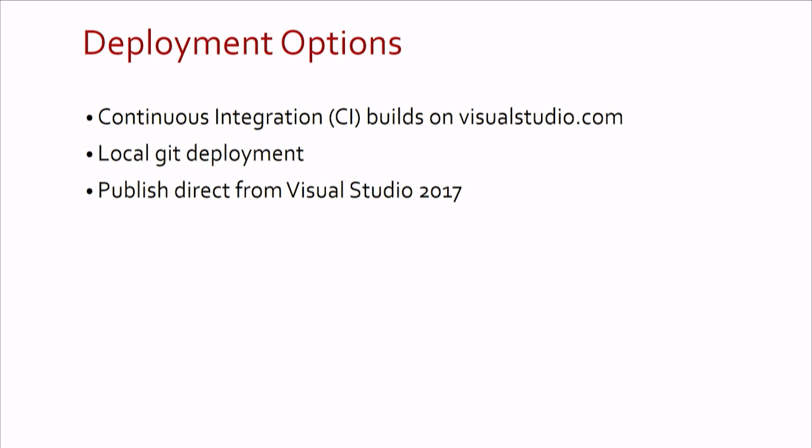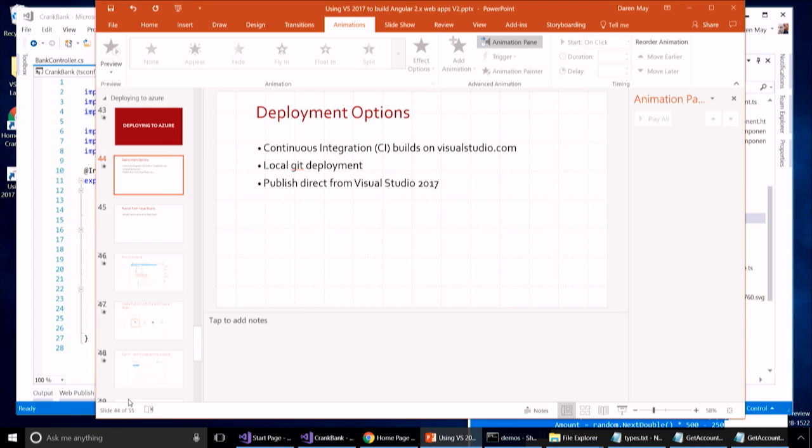You can also configure local Git deploy, so that you could add your Azure site as a remote on your local Git, and you could do a push to that, and that would deploy it. Or you can do a direct publish from Visual Studio. That's what I'm going to demonstrate right now.